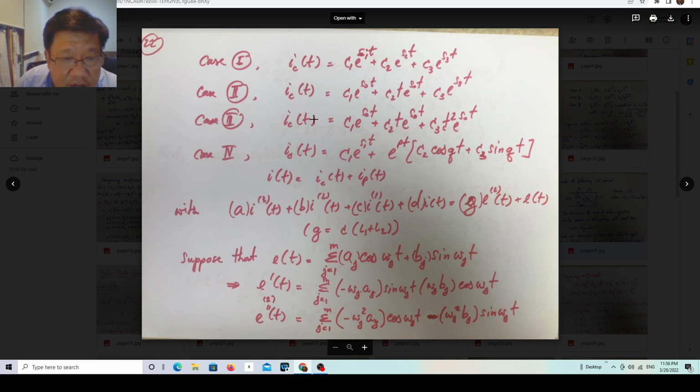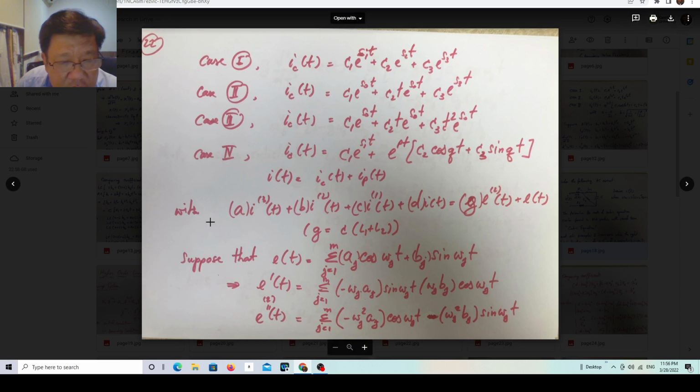Okay, and then we move on to take a look at the particular solution here. The current function over time, i of t, is equal to the current function according to the complementary solution, or transient solution, plus the current function over time for the particular, or steady state, solution.